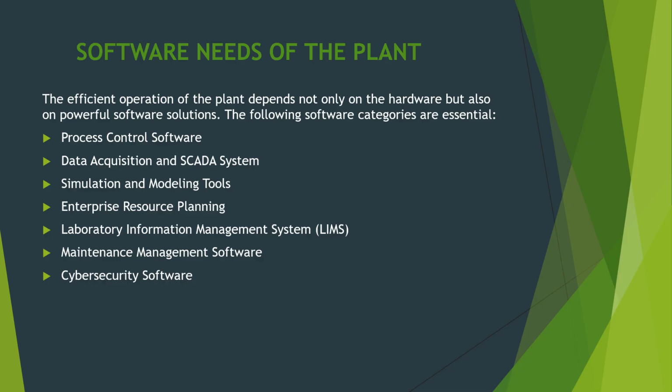We also have simulation and modeling tools such as Aspen HYSYS and Aspen Plus. So these are used by engineers to simulate reaction and separation units for design and troubleshooting. And we have Enterprise Resource Planning, and that's ERP. And these are used for managing inventory, procurement, human resources, and financial operation. We also have cybersecurity software. These are used to protect operational technology systems from external and internal threats.